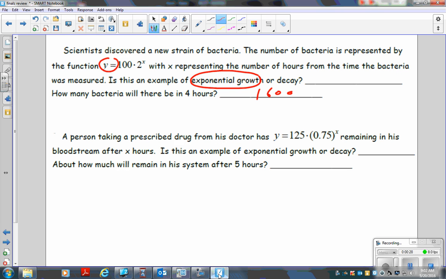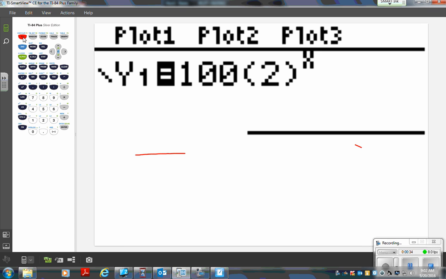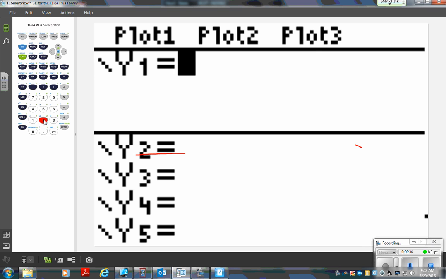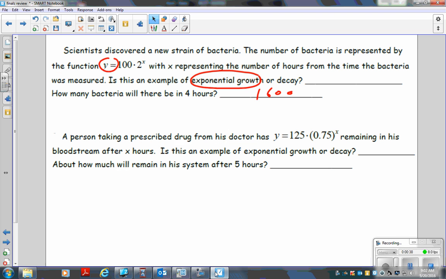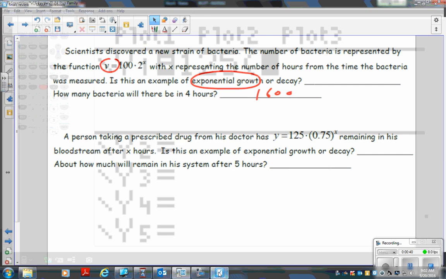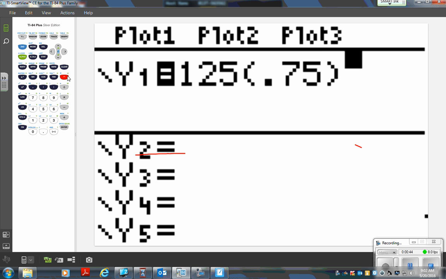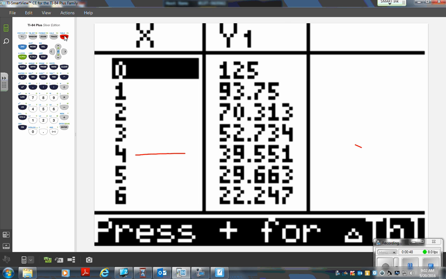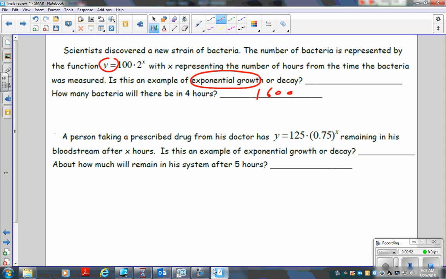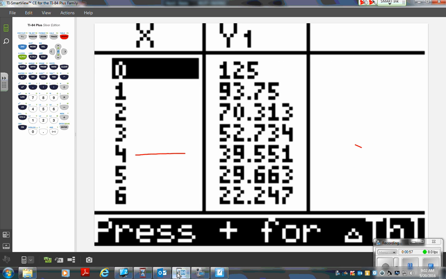All right, for the next one, it says a person is taking a prescribed drug, and then there's another equation. So all we've got to do is plug that in the calculator again, and we're going to multiply that by 0.75 to the power x. Now, once you go to the table, you realize the numbers are getting smaller: 125 becomes 93, becomes 70. So this is exponential decay. And the number next to 5 is 29.6.